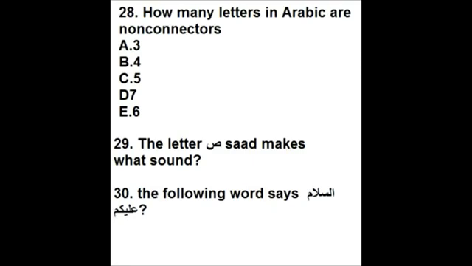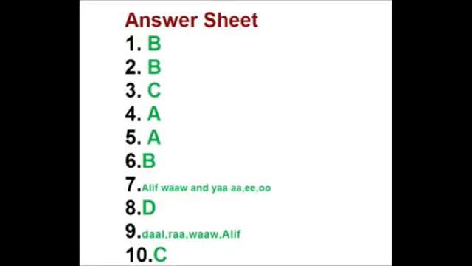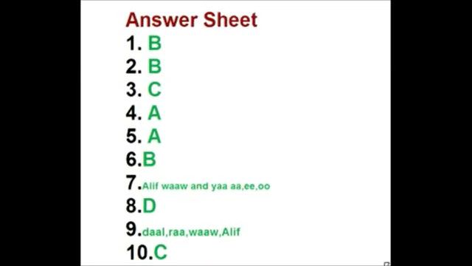Once you're done, you'll see the answer sheet in front of you with the answers, so you can check your answers. So here's the answers to the test, so you can check your answers. Number 1 was B. Number 2 was B. Number 3 was C. Number 4, A. Number 5, A. Number 6, B. Number 7, Alif, Waw, and Ya.